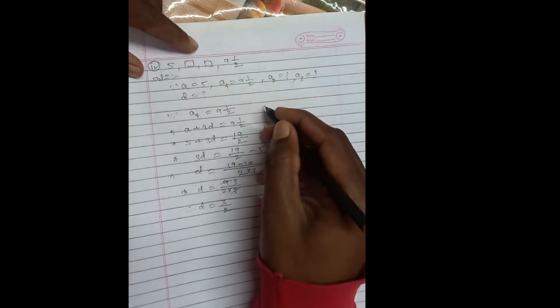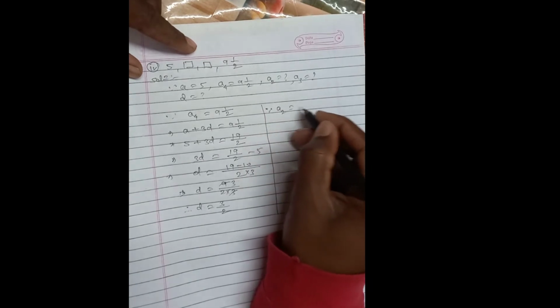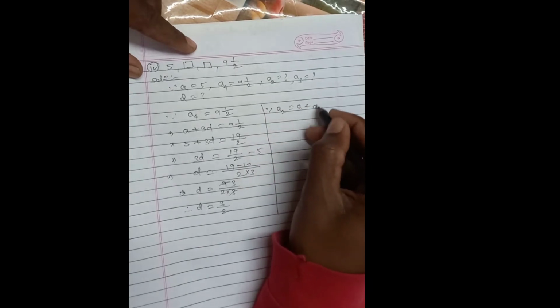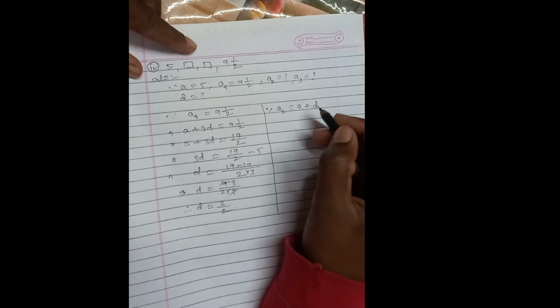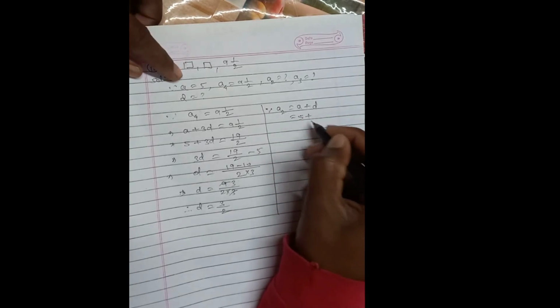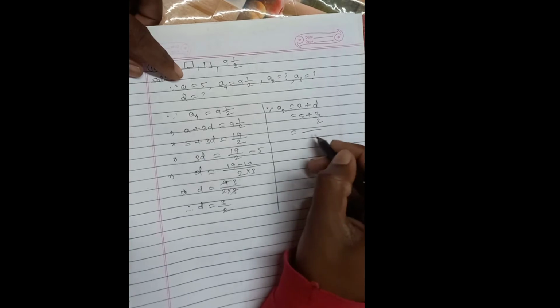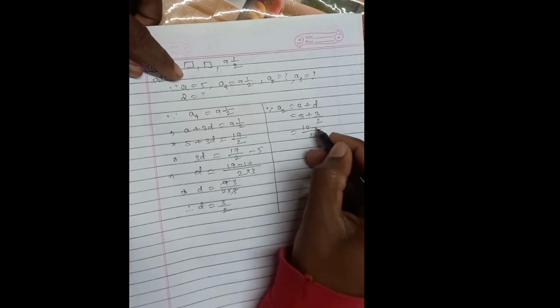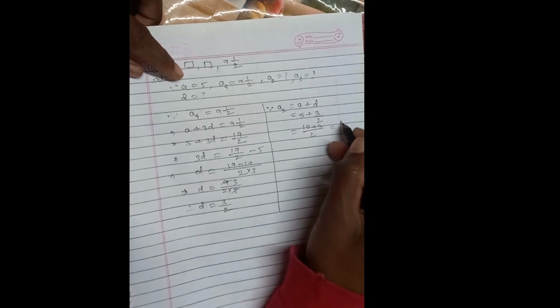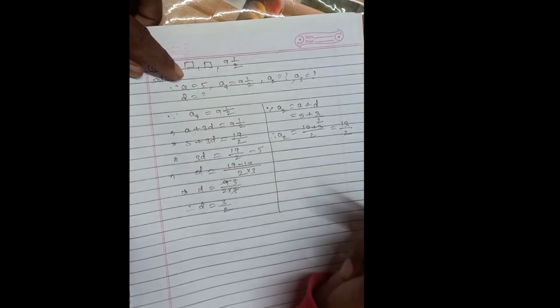Now we can easily find our second term. Which formula will we use for the second term? a plus d. So our first term is 5 and the common difference is 3 by 2. That means our second term will be 10 plus 3, that means 13 by 2. This is our second term.